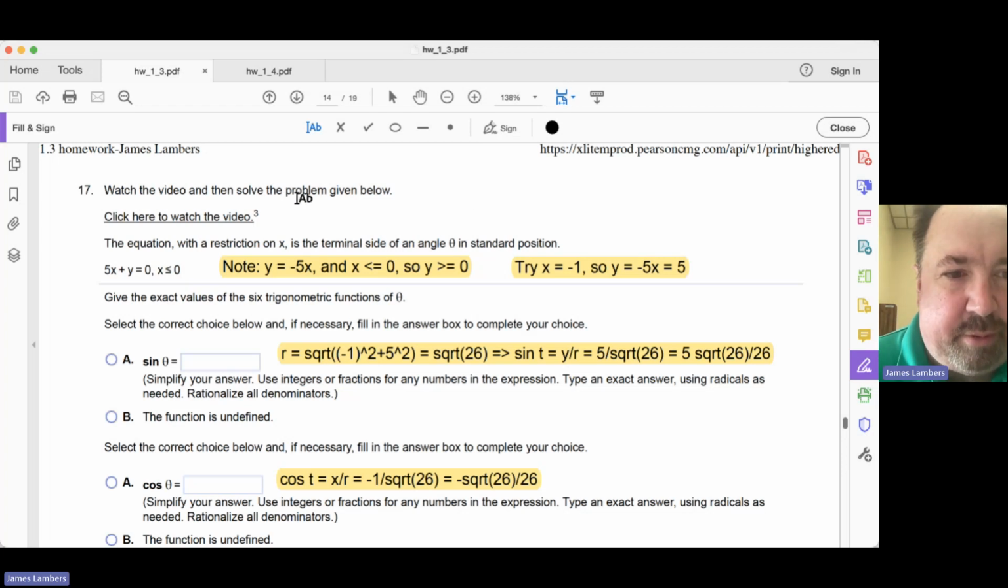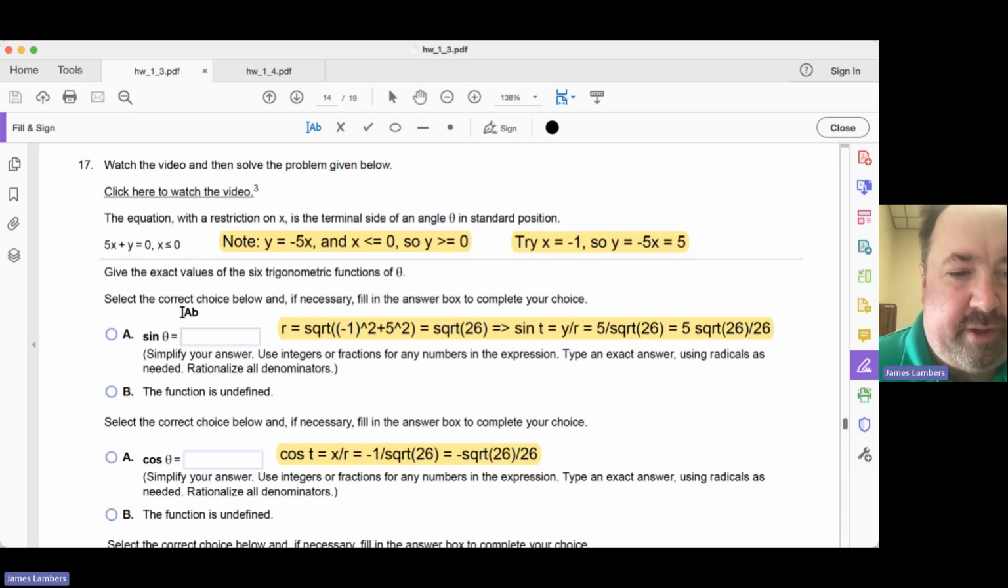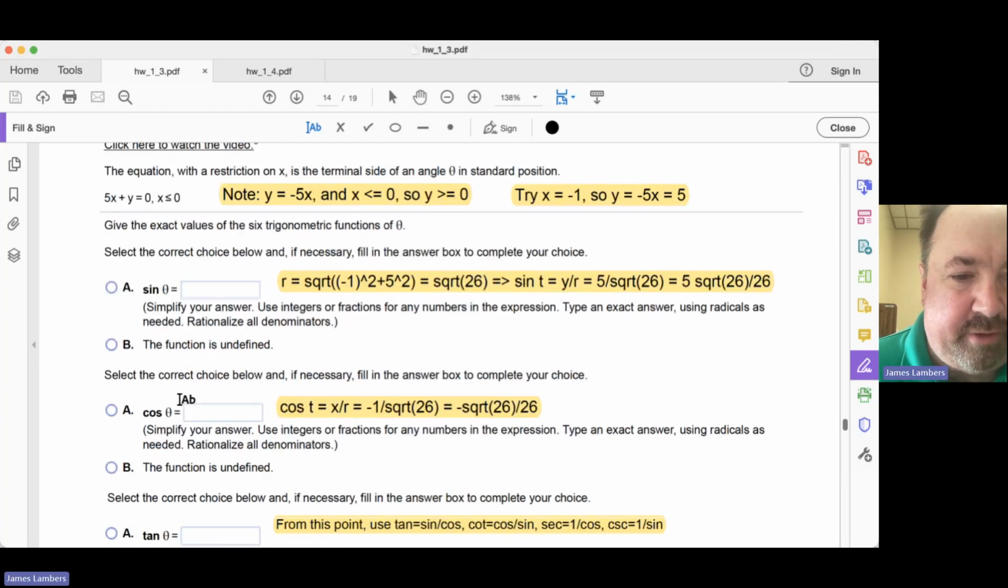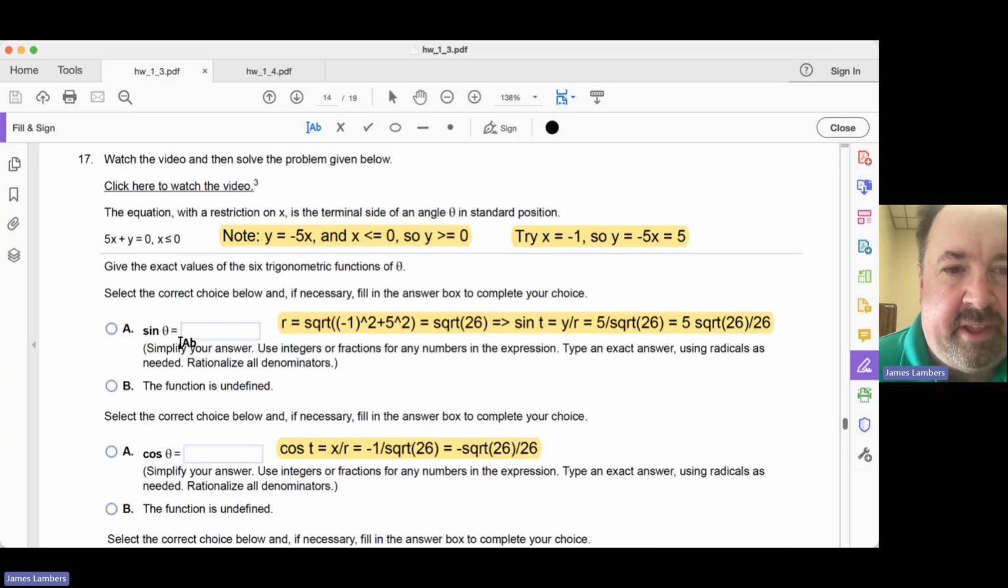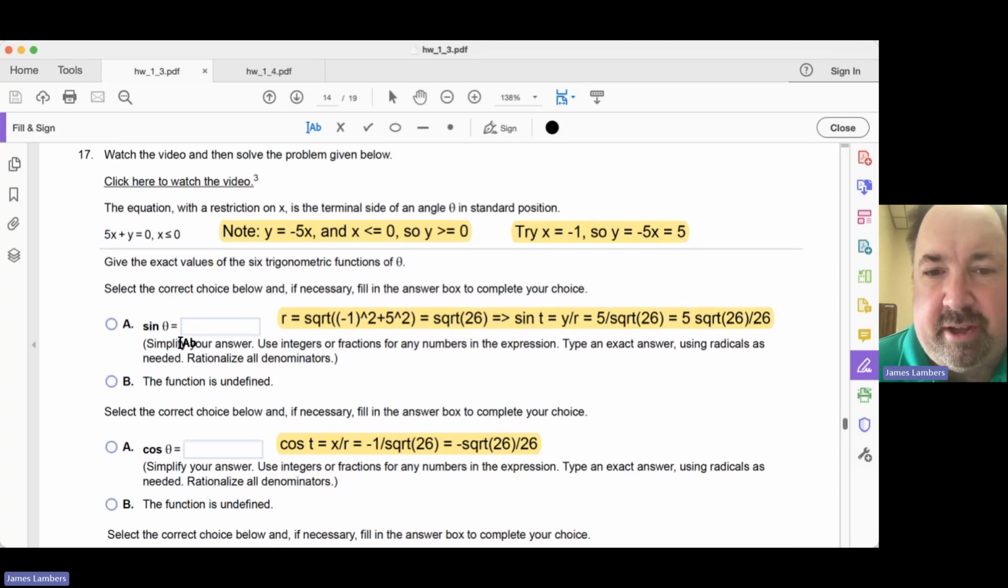Okay, so for this problem 17 here, the goal is to evaluate all 6 trigonometric functions at a given angle theta. And as we've seen in many problems, if you have x and y corresponding to that angle theta, then you can get r using the Pythagorean theorem. R is equal to the square root of x squared plus y squared. And then you can evaluate all 6 trig functions using the definition, like sine being y over r, cosine being x over r, etc.